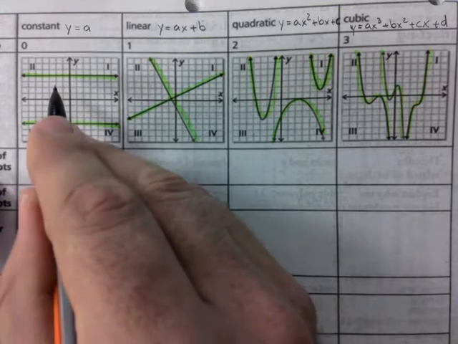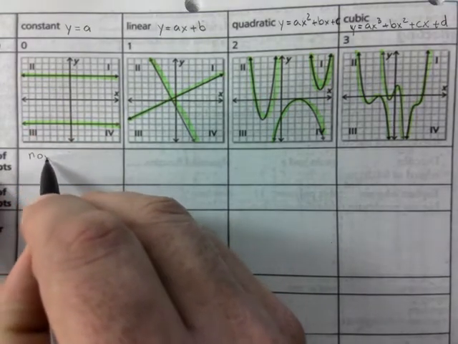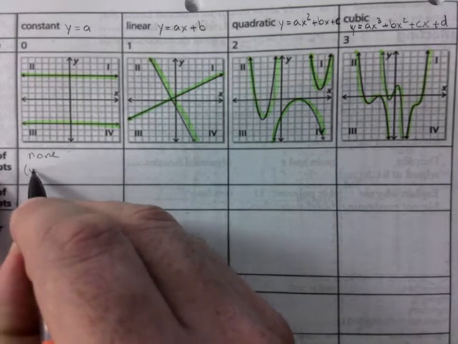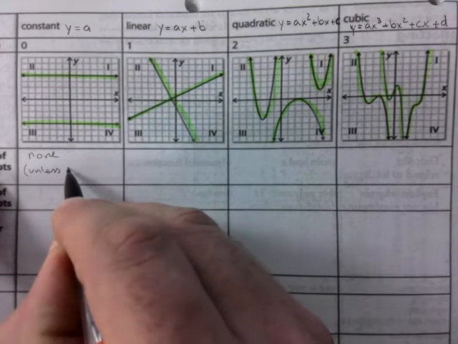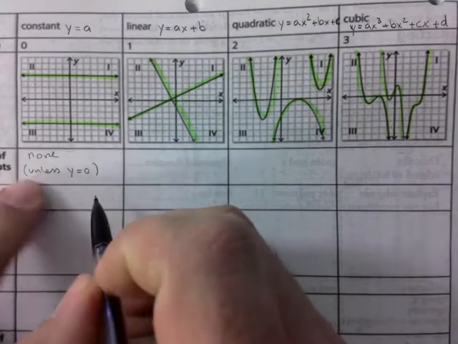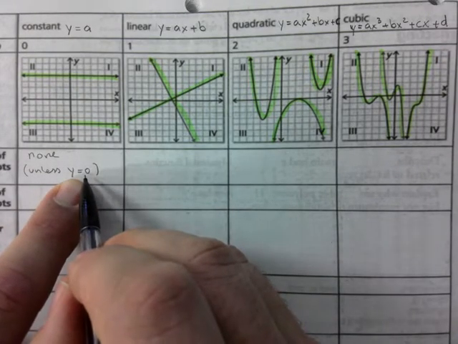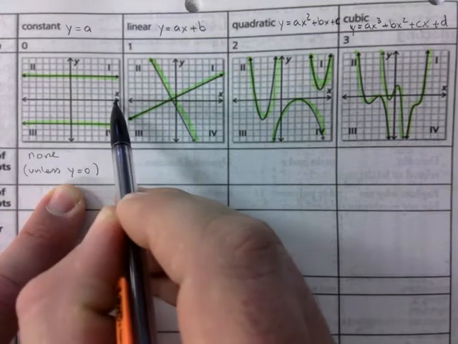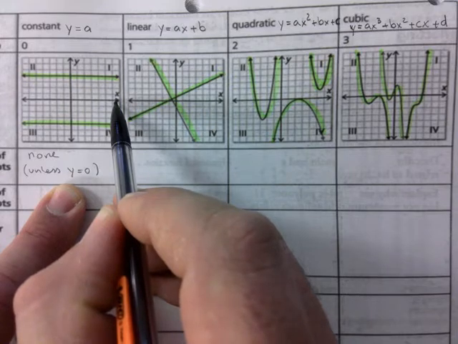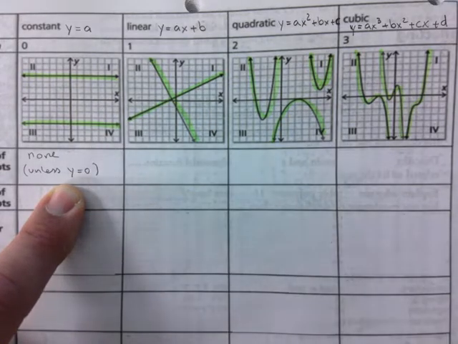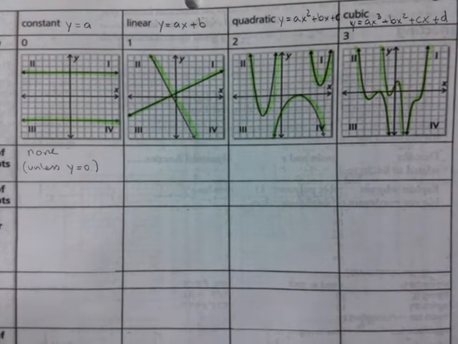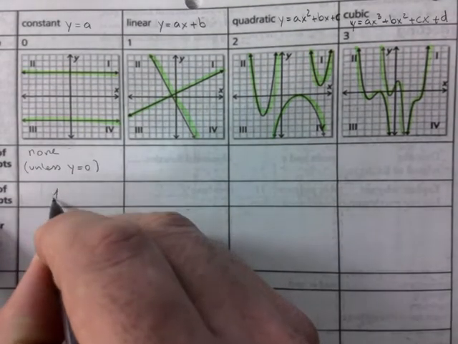For the constant function, there are none, right? Except if y is equal to 0. If you're trying to graph y equals 0, it runs right along the x-axis, in which case you have an infinite number of x-intercepts. But you don't need to worry about that one too much. Number of y-intercepts, there's 1.